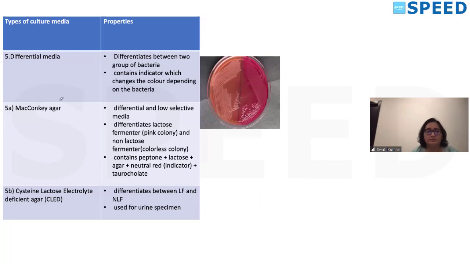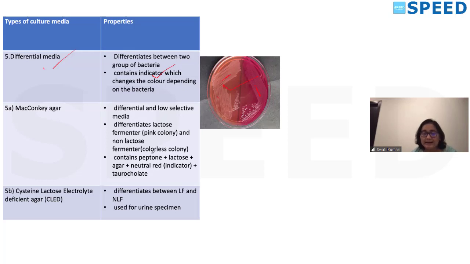Now coming to differential media, name indicates differentiate between two, right? So differentiate between two groups of bacteria which has some indicator. These differential media will have some indicator in this which changes color depending on the bacteria. So MacConkey agar is your example for differential media. You can see this side is your non-lactose fermenter and this side is your lactose fermenter. Lactose fermenter gives pink color colony, non-lactose fermenter gives colorless colony.